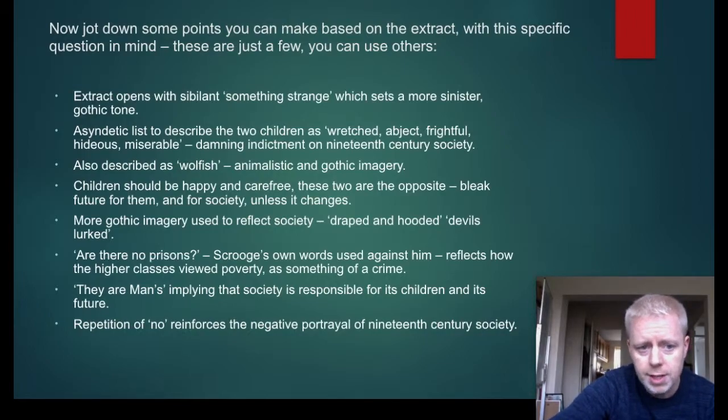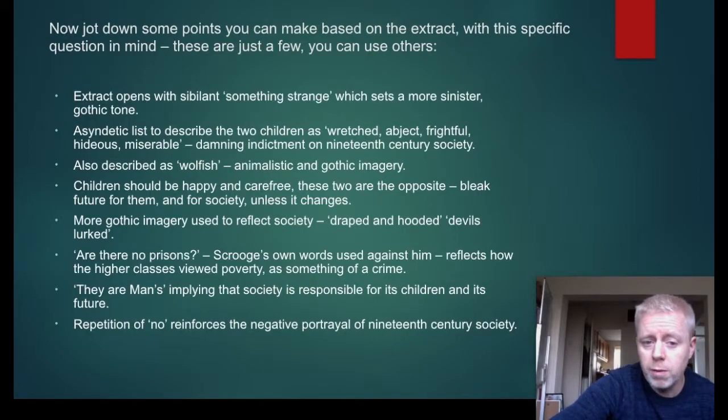Based on my annotations, you can come up with some others. Here it's just a few. I've made some points. The extract opens with sibilance, "something strange", which sets a more sinister Gothic tone. An asyndetic list, which is a list that doesn't have "and" in it, so it's like a list of adjectives together, but there's no "and". They describe the two children as wretched, abject, frightful, hideous, miserable. And it's a damning indictment on 19th century society. Children shouldn't be described in such a way.